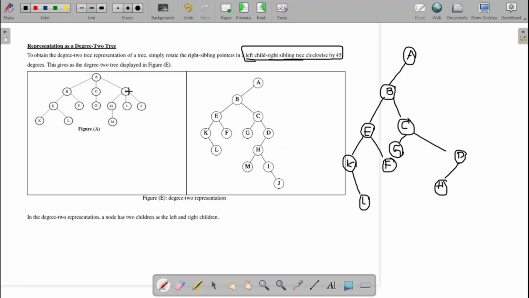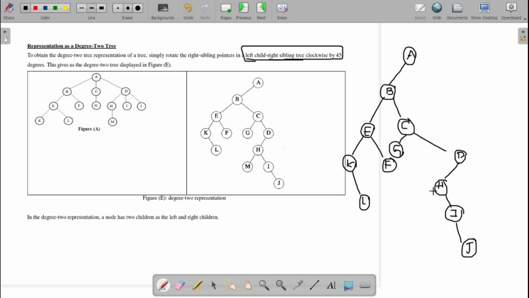Right child, no sibling of the D. Closed. Then next for the H, what is the left, right side? Right side is sibling. What is the sibling of the H? Sibling of the H is I. Next, what is the sibling of the I? It is J.